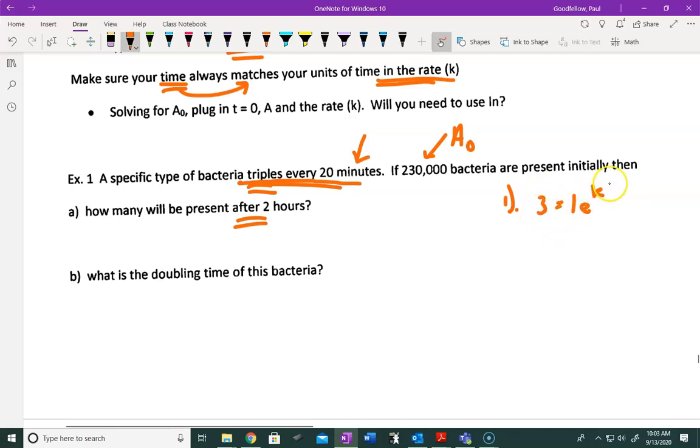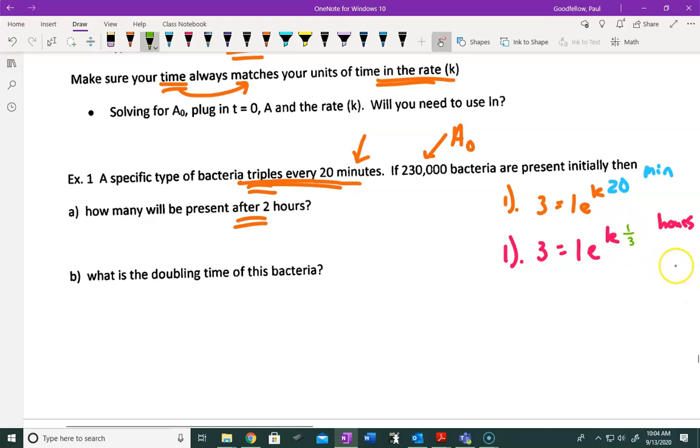E to the kt. In this case, we're really trying to figure out what kind of time value we should put inside here. If I put the number 20, then everything is going to be in minutes. If I did the same question a separate way, 3 equals 1 e to the k, but instead of 20 minutes I put something in terms of hours, I would want to make sure I understood that 20 minutes is a third of an hour, and I'd put in 1/3 right here.